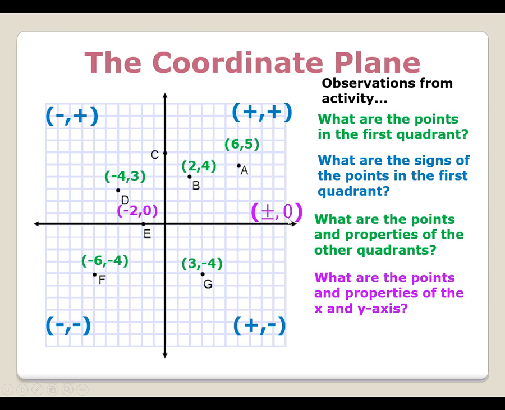So when you're on the x-axis, y is 0, okay? And then the x is a positive or negative number. So on the x-axis, x is always a positive or negative. It could be 0 if it's at the origin. And y is always 0. Okay, and something will also happen with the y-axis.